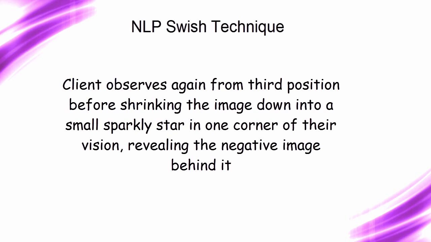Now slowly shrink the positive image down to a small sparkly star in one corner of your vision, revealing the negative image behind it as it shrinks. So now you have the negative image on the screen with a small sparkly star laid over the top in one corner. The sparkly star holds a concentrated positive image waiting to be released. Just leave it there for a moment and carefully listen to these instructions.